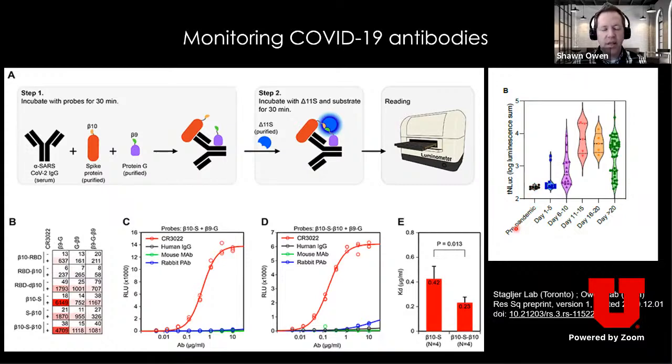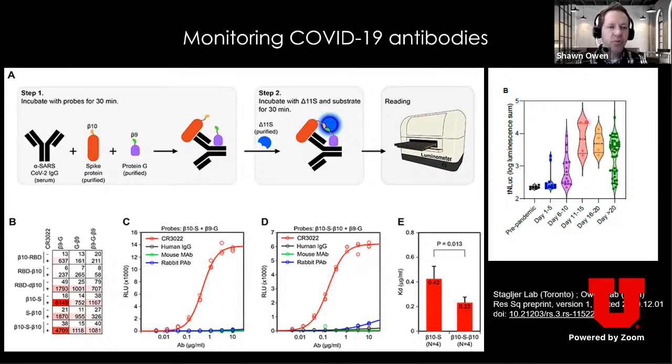This shows the serum samples from before the pandemic. And then you can see about day 1 to 5 after infection, we don't have really too many signals. But as time moves on, day 6 to 10, we start to have more people that have a signal. So what does that mean? It means more people are starting to develop antibodies against this infection.